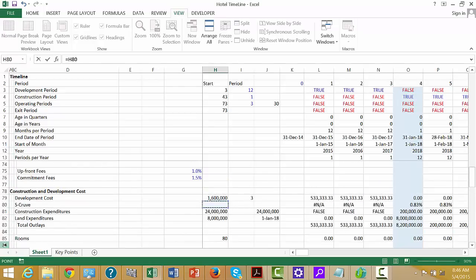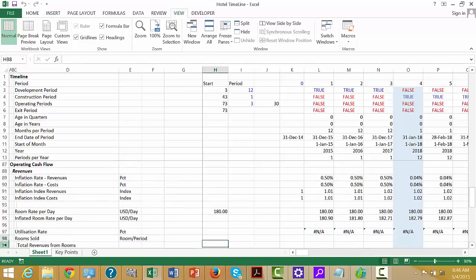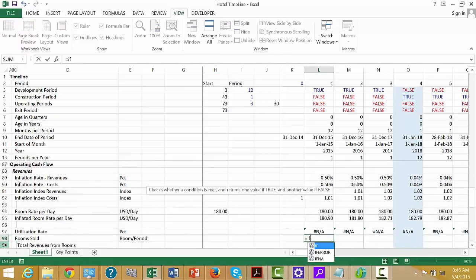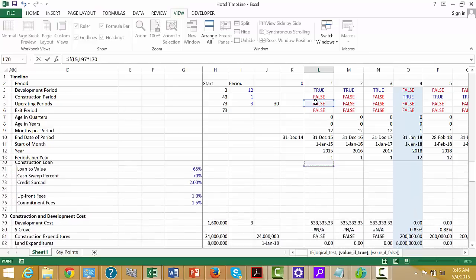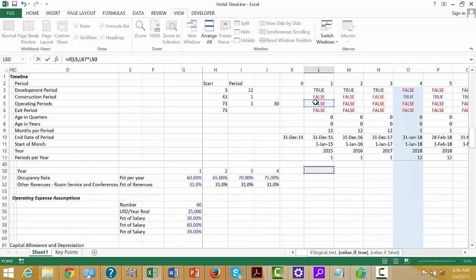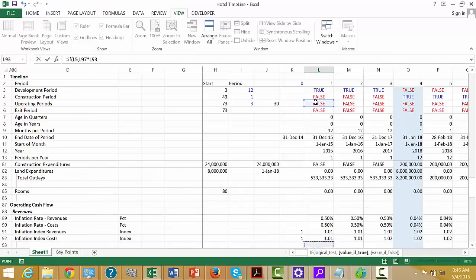Now our rooms sold, how many rooms do we have? So we have this number of rooms. Actually, let's put if it's the operating period, then let's take the occupancy rate and multiply it by the number of rooms we have. Now the rooms you sell every night. I don't think you very often get 2 people getting in a room at night. I should be careful what I say. And then we can multiply that one by, how about 360 times the fraction of the period.